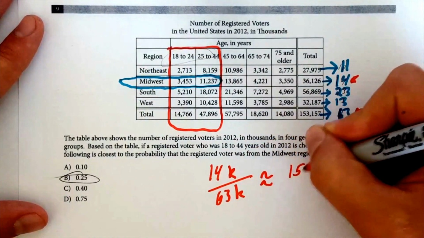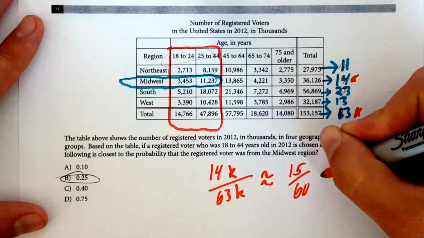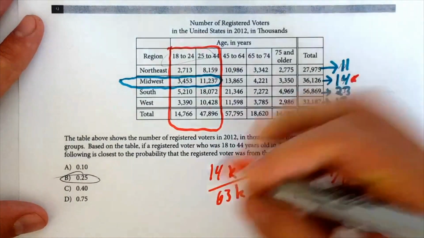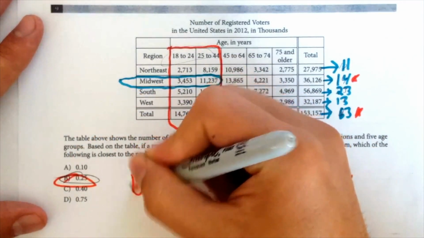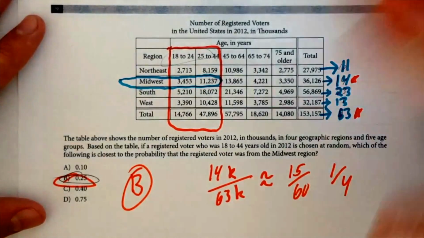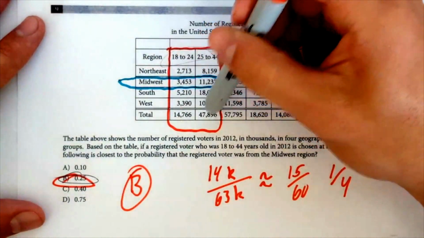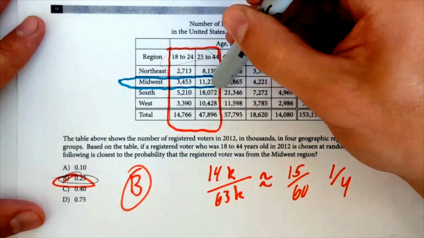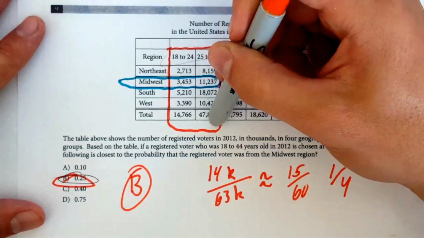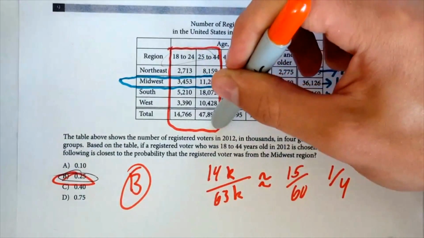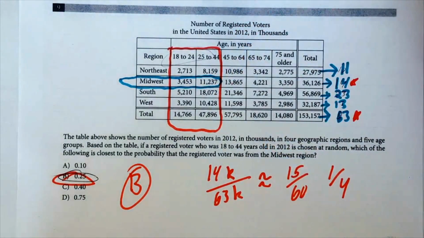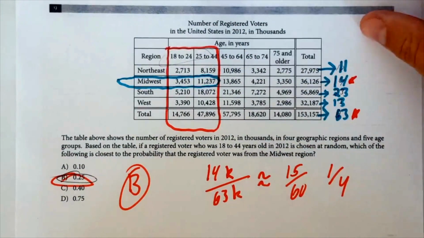Just bump this up a little bit. 15 divided by 60, and that's just going to be a quarter. And so that's what your answer is, B. B is the answer, and that's kind of how you would approximate it. Again, the principle that you do in a calculator is sum these columns and then divide the total of this divided by the total of all regions. But you can kind of even guess just without a calculator, and you'll be right on the money.